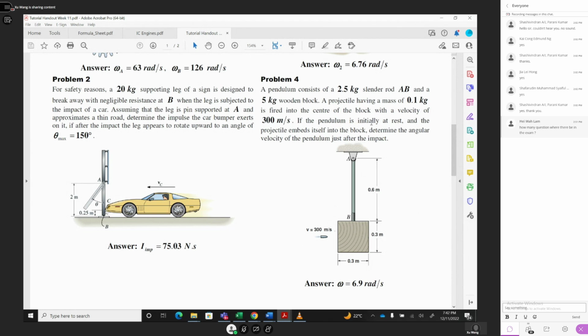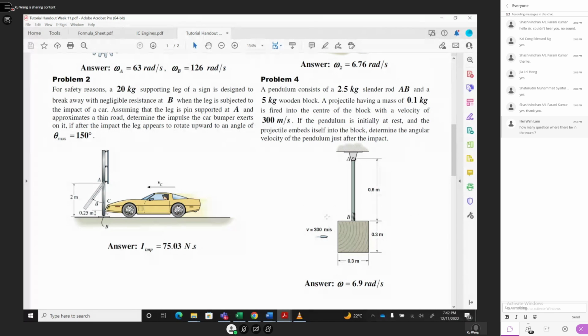Okay, so initially it is at rest, and the bullet embeds itself into the block. Determine the angular velocity of the pendulum after impact, as omega. After this, we can convert this energy into the gravitational potential energy, as it moves up a little bit. How much it goes up, we can discuss.